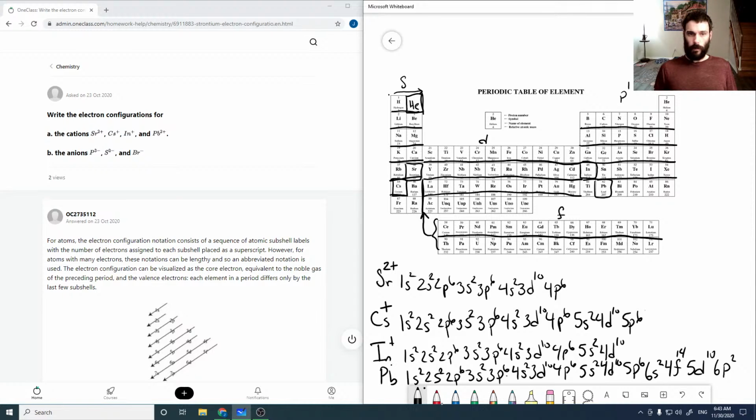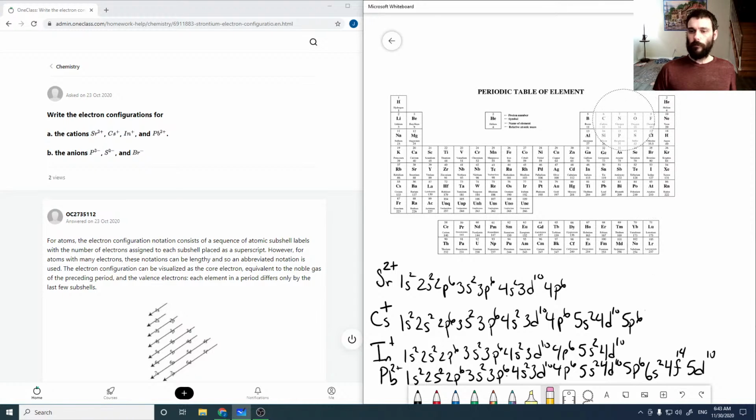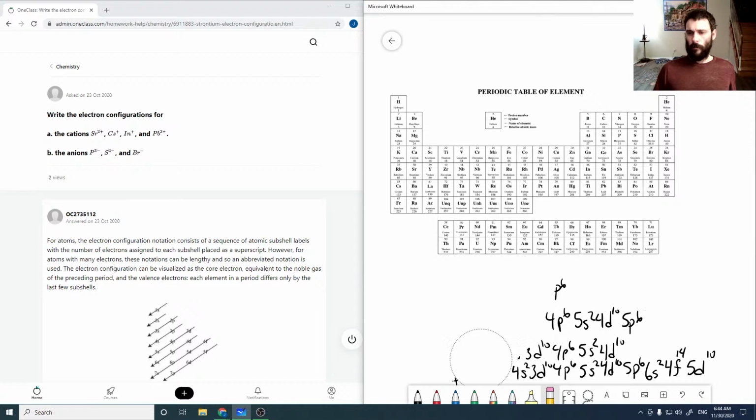And then we want 2 plus, so we just cut out 2 electrons. And so then there's our electron configuration for lead 2 plus. Now for the anions, actually for the anions, I'm just going to erase this. So there's all our cations, and like I said, we just count across. Alright, and I'm just going to erase all this.